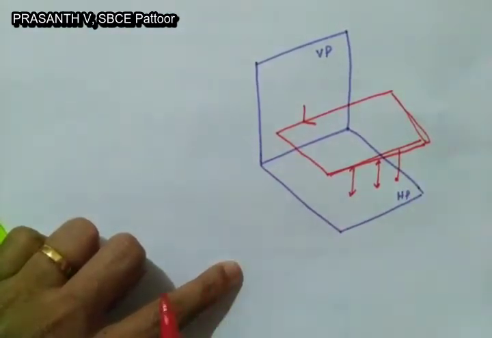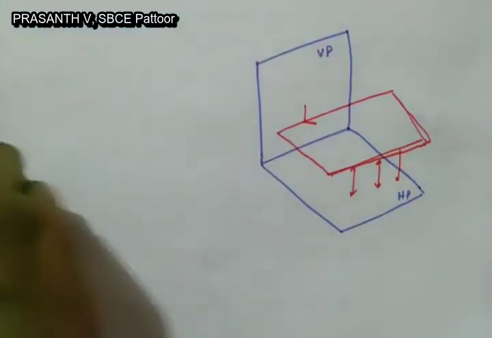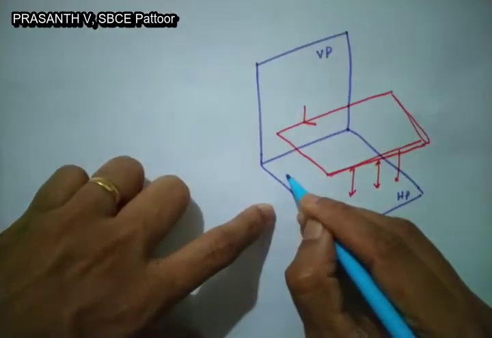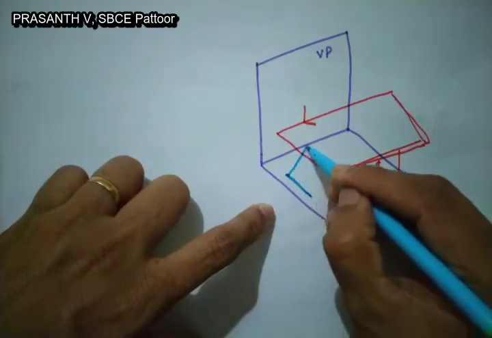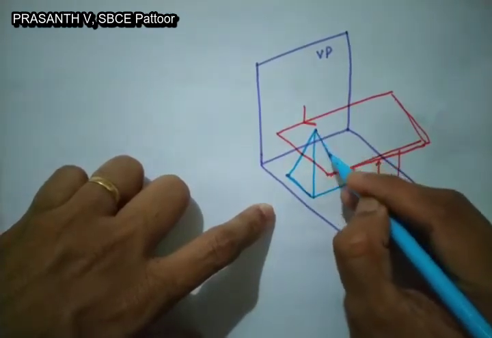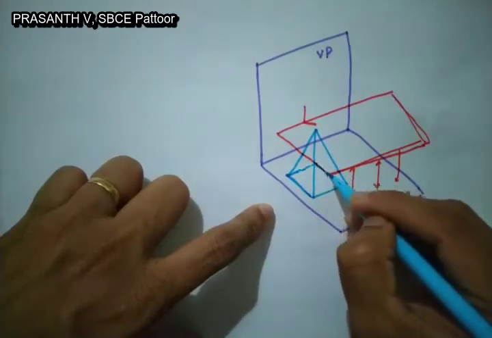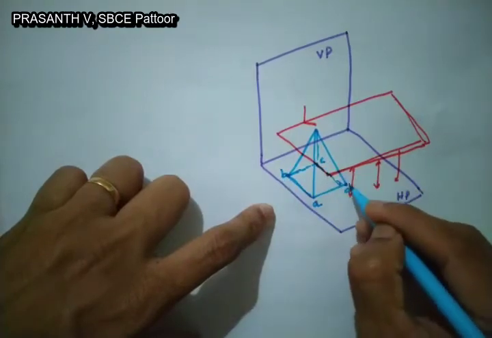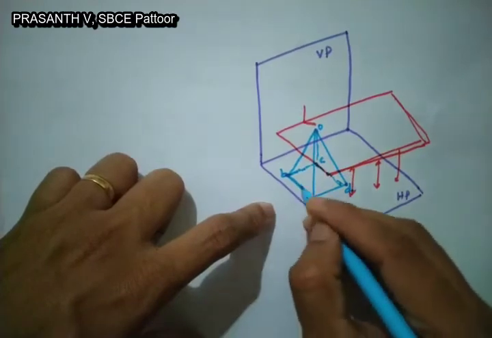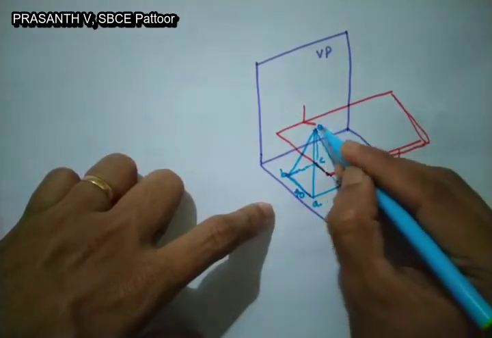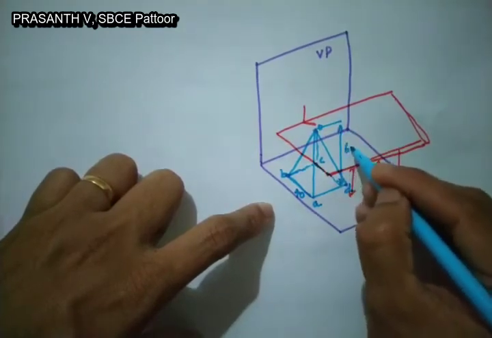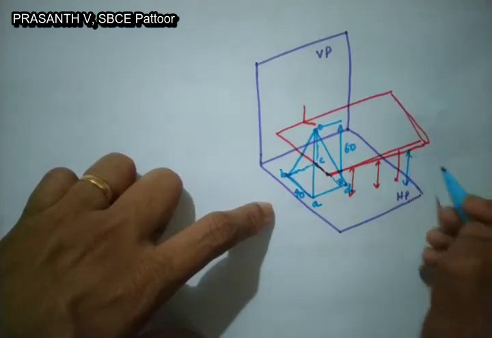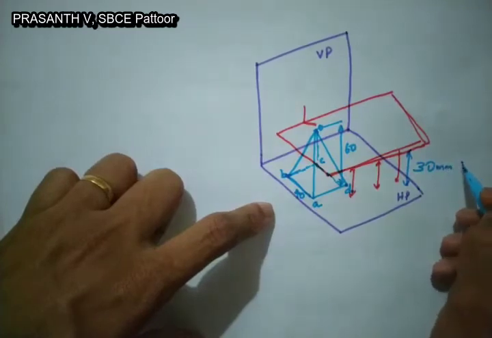In this case, we just consider a solid resting on HP and a section plane cutting that solid. For that, we just consider a square pyramid like this. This is A, B, C, D. The apex point is O. Suppose the side of the square pyramid is 40 mm, height is 60 mm, and the section plane cuts the square pyramid at a distance of 30 mm above HP.